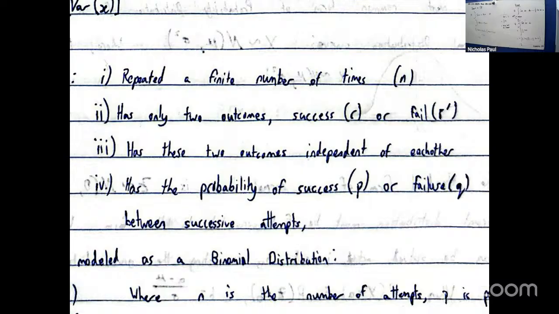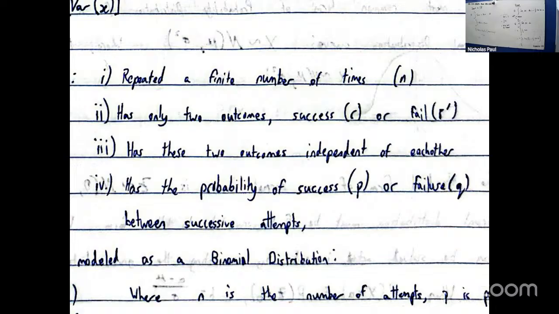Third thing is that the outcomes are independent of each other. So if you write the first exam and you pass, writing the second exam is independent of the first. Each one of the finite number of times you write the exam has to be independent. So those are the first three things.